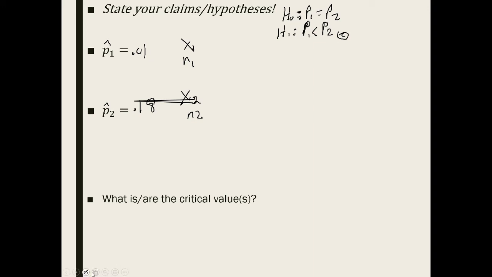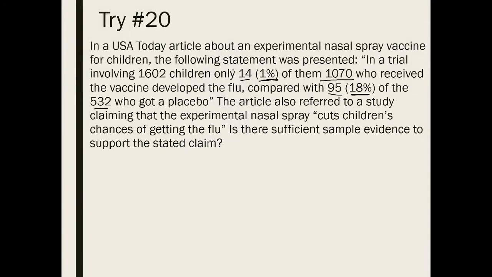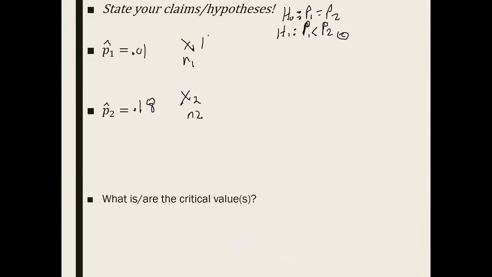You have to be a little bit careful because they do throw a lot of numbers at you, and it can be easy to get these mixed up like I did when I first did this problem. So let's see, where's my x1 here? It says, in a trial involving 1,602 children. Now, this is the first mistake people make. They think that this is their n, but it's not. This is how many people took part in the study. 14 out of 1070 got the vaccine and developed the flu. So my first thing here is 14 out of 1070.